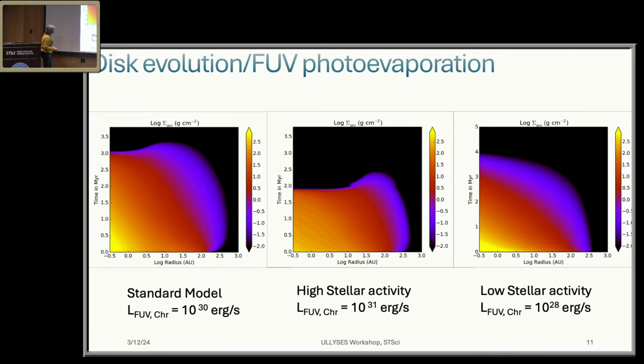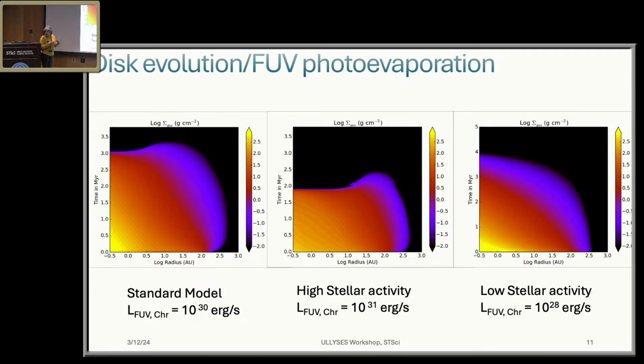So this is a model, an exploration where we looked at disk evolution based on what the chromospheric luminosity of the FUV is. Remember, the FUV has two components. There is an accretion-driven component, which goes down as the disk goes away. Once there's no material to accrete, there is no accretion flow, and so the FUV dies down, if most of it stems from accretion.